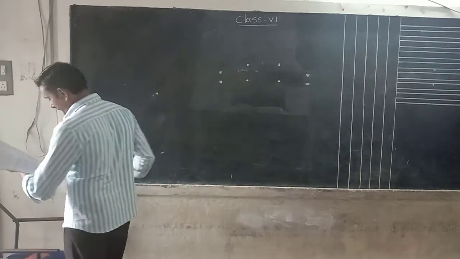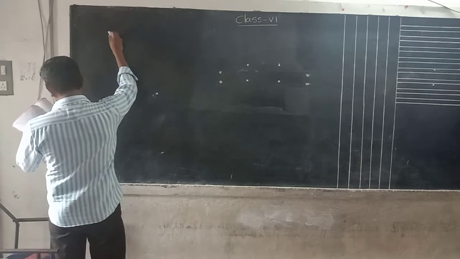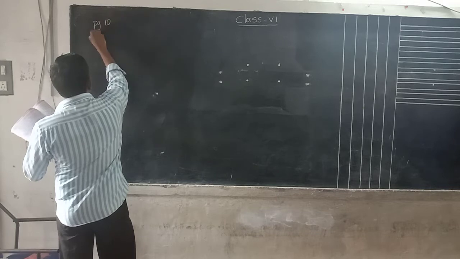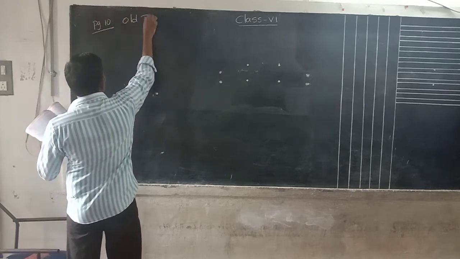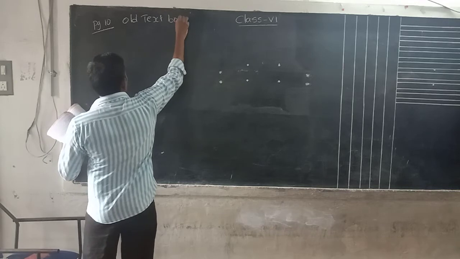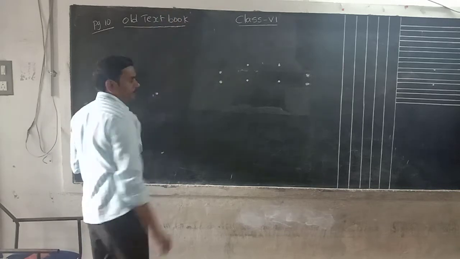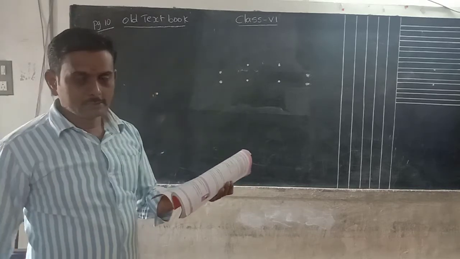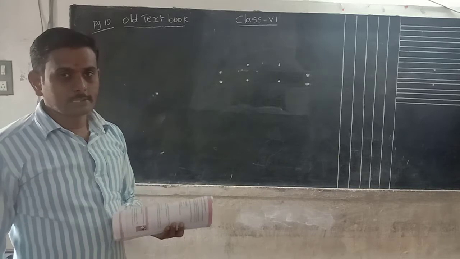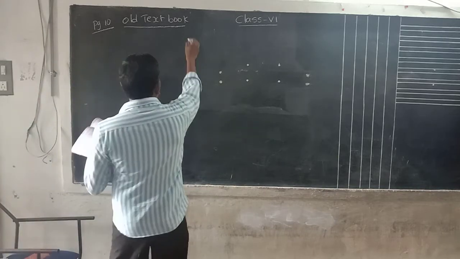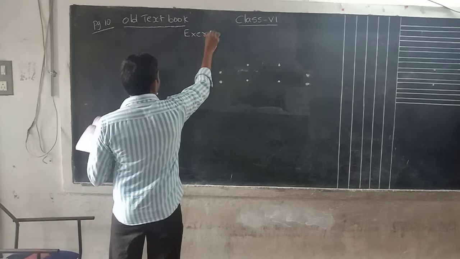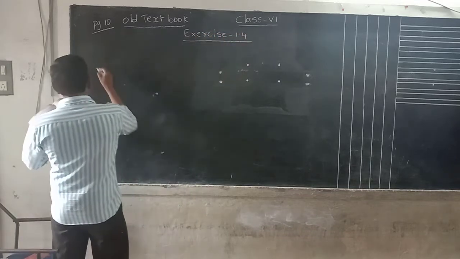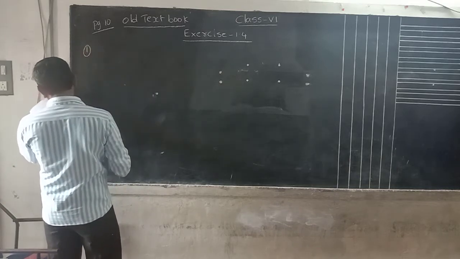Okay, see here, page number 10. This exercise is related to the old textbook only. Some members did not have the new textbook. That's why I am repeating the exercise 1.4 from the old textbook. Exercise 1.4. First question. What is the first question?